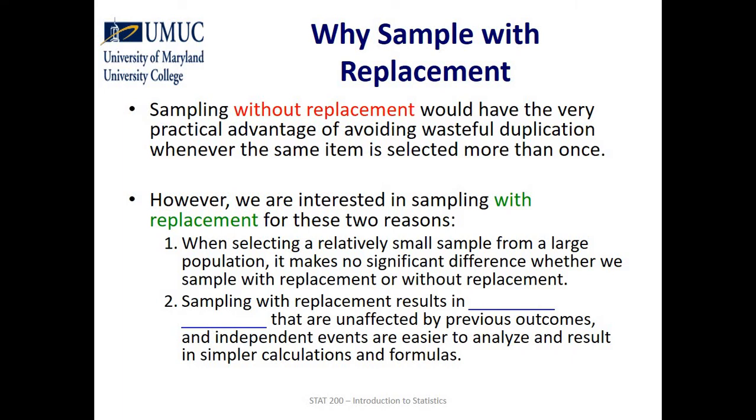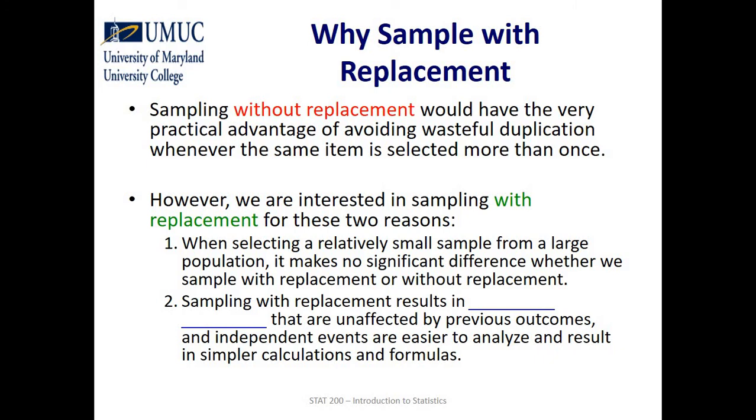Now, why do we sample with replacement? Sampling without replacement would have a practical advantage of avoiding wasteful duplication whenever the same item is selected more than once. However, that's not necessarily the best thing to do. We're interested in sampling with replacement for 2 very important reasons. When selecting a relatively small sample from a large population, it really doesn't make any difference whether we sample with replacement or without replacement. We talked about that earlier.